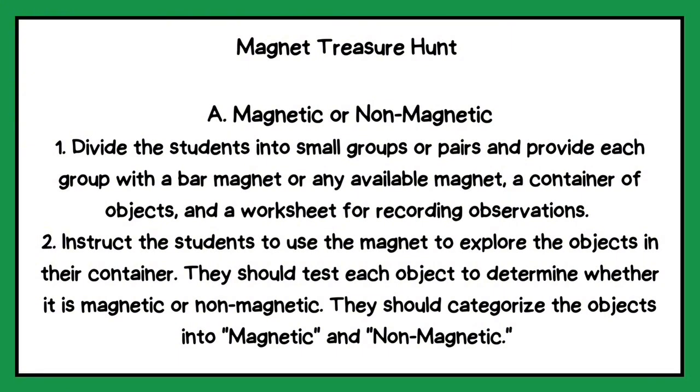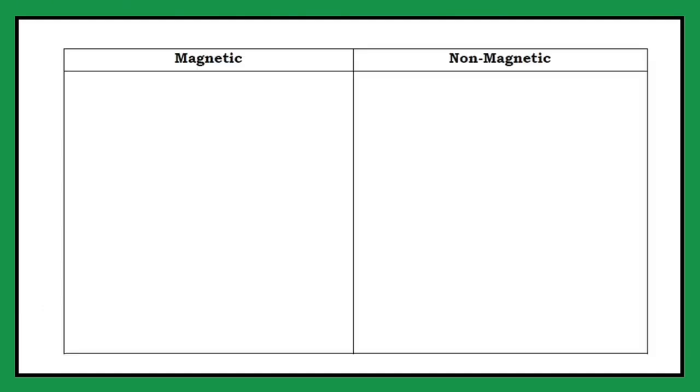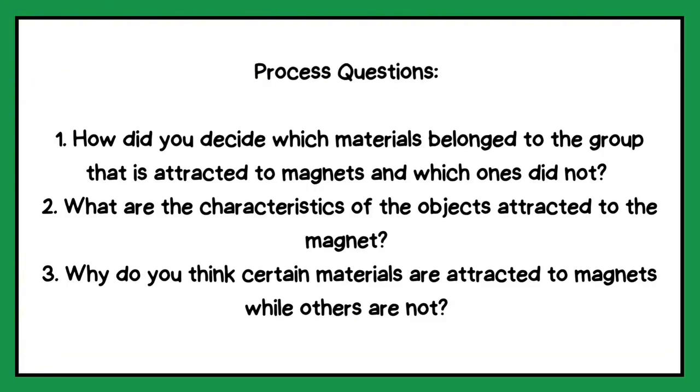And number 2, instruct the students to use the magnet to explore the objects in their container. They should test each object to determine whether it is magnetic or non-magnetic. They should categorize the objects into magnetic and non-magnetic. Here are some of the process questions.